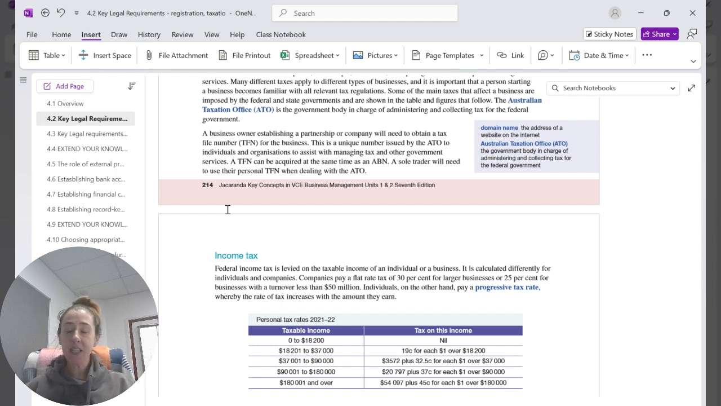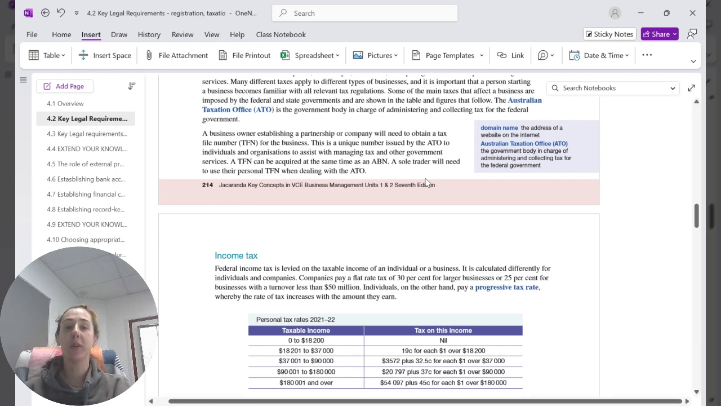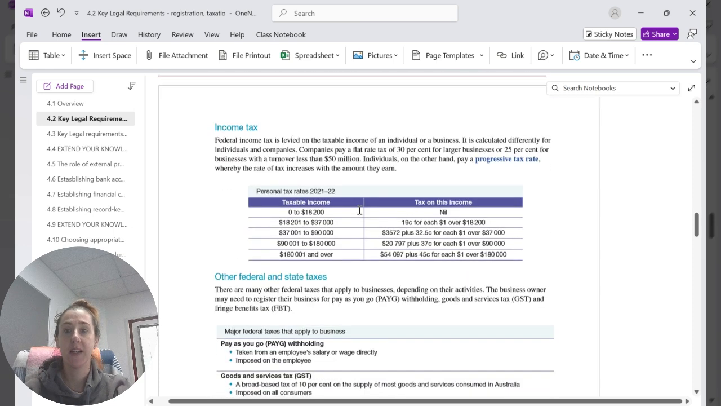If you're a sole trader, you just use your personal tax file number when you're dealing with the ATO. Say you were going to open your own business and operate it as a sole trader, you're going to use your personal tax file number. You don't need to get one for your business if you're a sole trader.